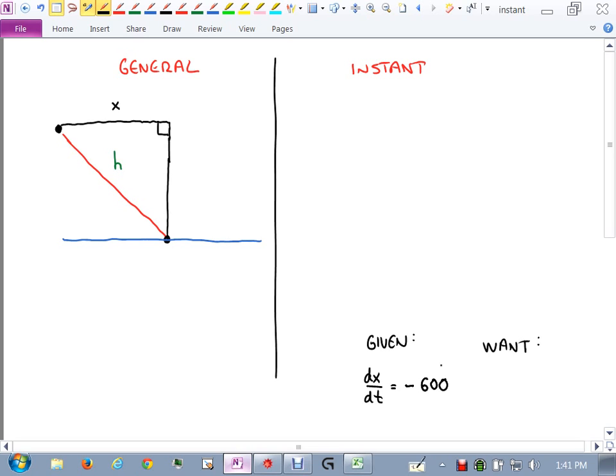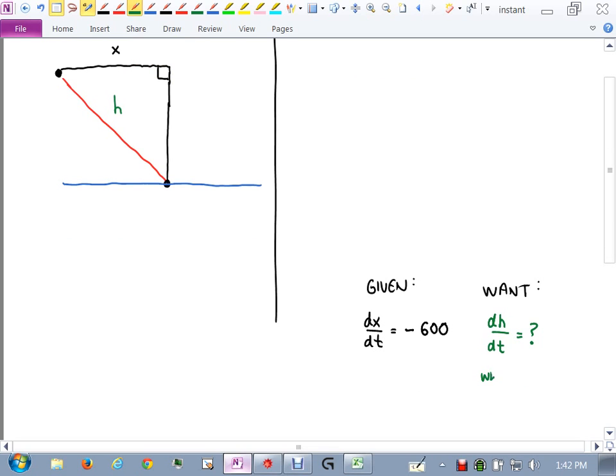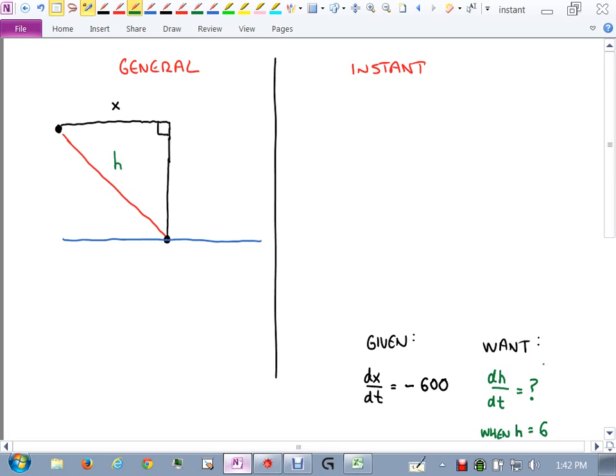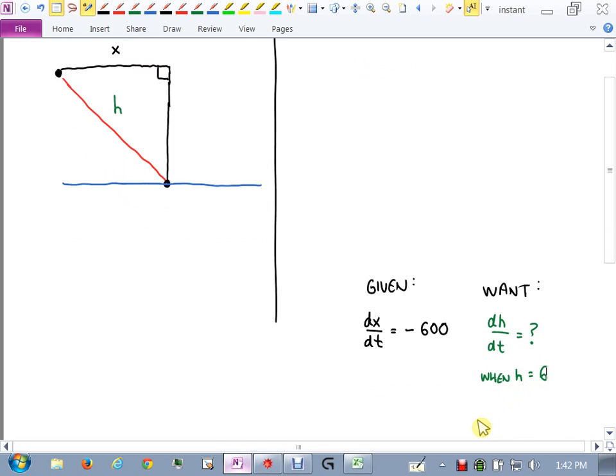What is it that I want? I want dH dt, right? I want to know that. When do I want to know that? At exactly what moment in time do I want that? When the distance between the plane and the tower is 6. So that's the h when that's 6 miles. Y'all follow this?